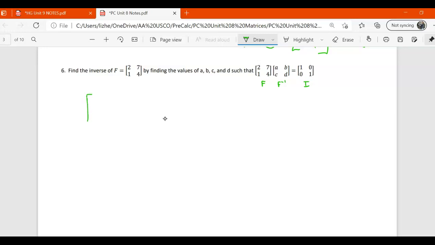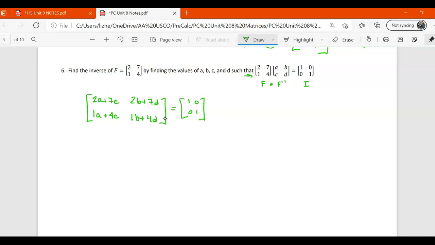All right, so we're going to say, top row, first column, 2 times A plus 7 times C. And then the next one, 2 times B plus 7 times D. Second row, first column, 1 times A plus 4 times C. And then the second row, second column, 1 times B plus 4 times D. So all I did was perform the multiplication of these two matrices, and that would have to equal 1, 0, 0, 1, right?